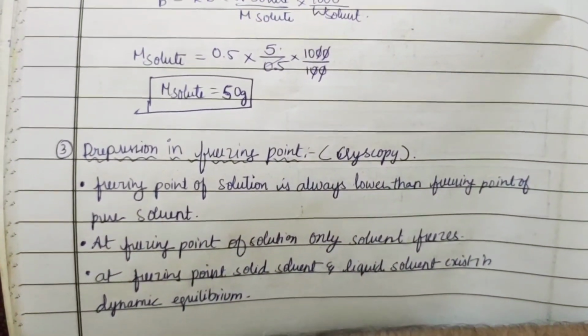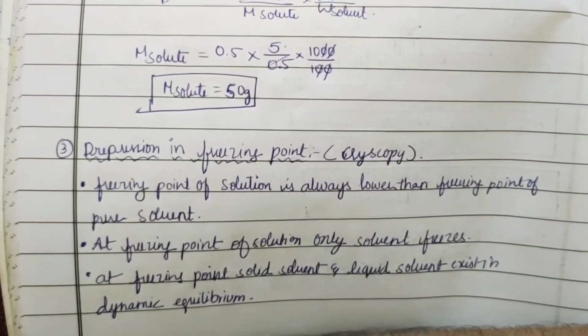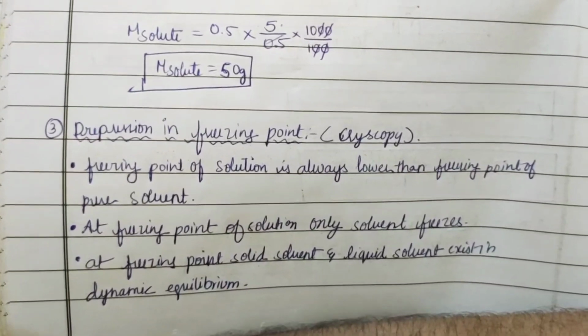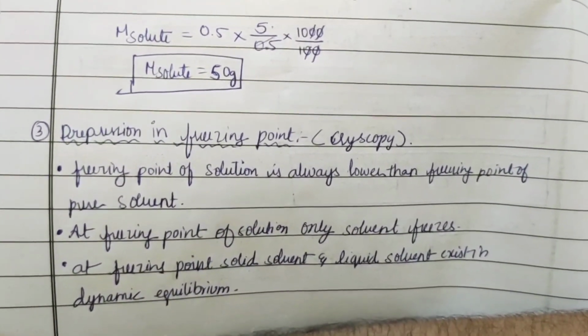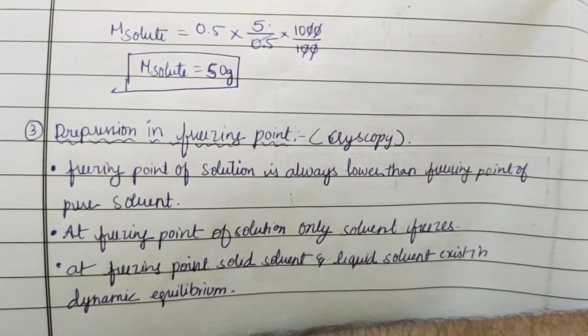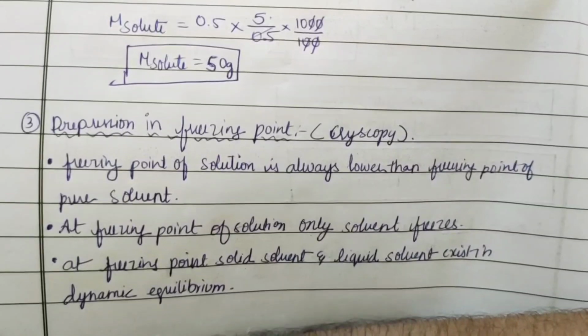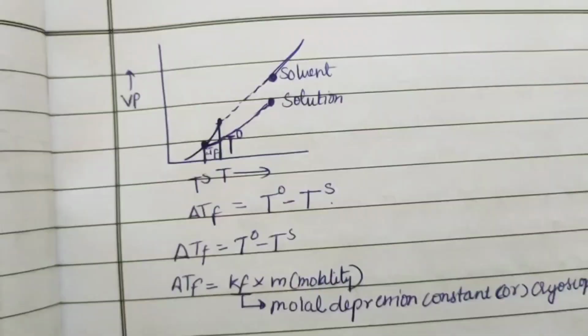Now let us move on to the third one: depression in freezing point, that is also known as cryoscopy. The freezing point of a solution is always lower than the freezing point of the pure solvent. At the freezing point of the solution, only the solvent freezes. At the freezing point, solid solvent and liquid solvent exist in dynamic equilibrium.